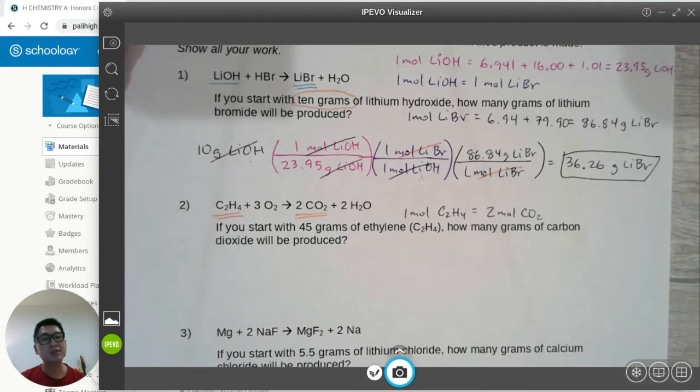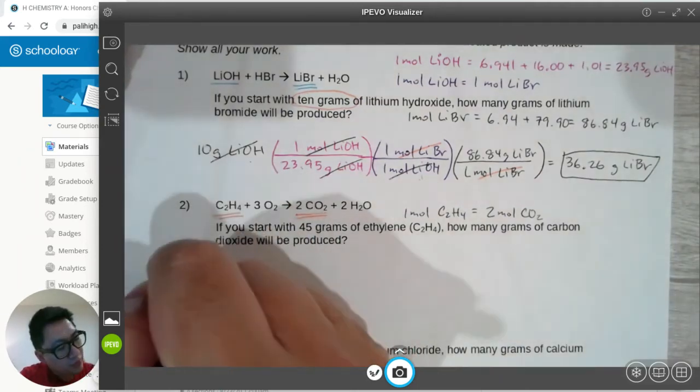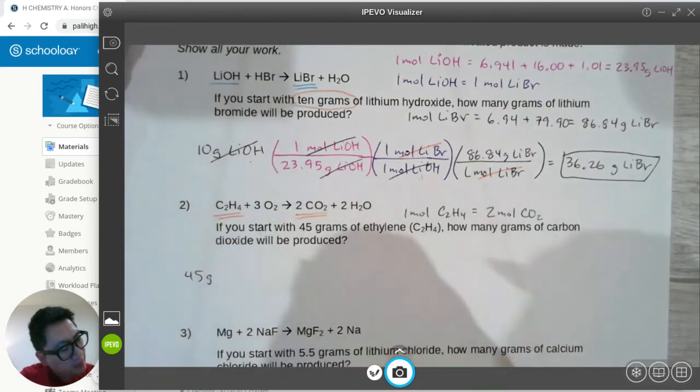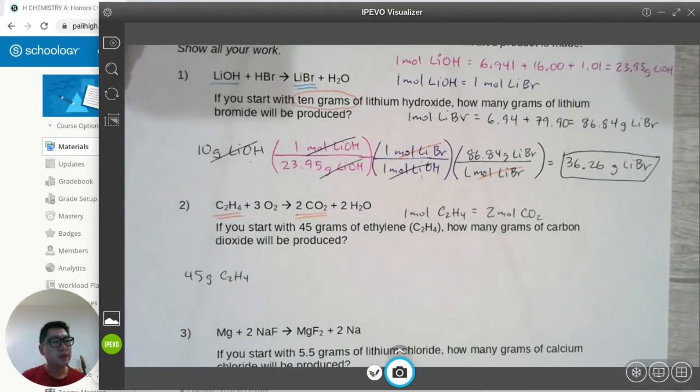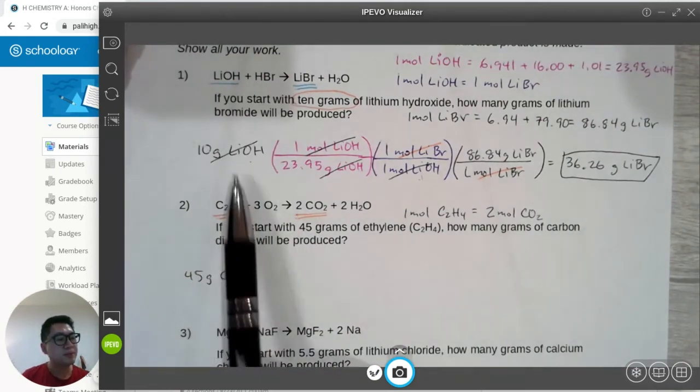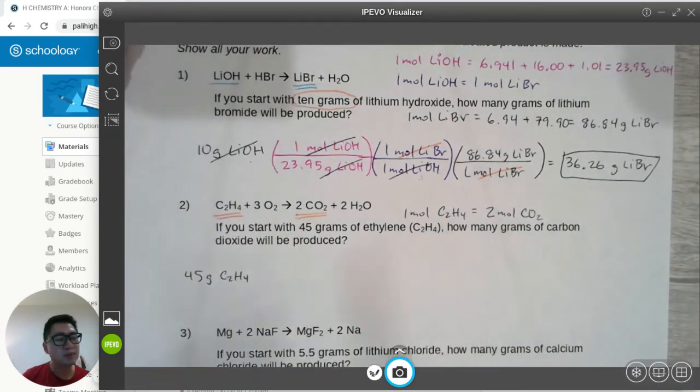I'm not given moles of carbon dioxide or ethylene. I'm given 45 grams of C2H4. So like the last problem, all I know are moles to moles. First step is change my grams into moles, my 45 grams of C2H4. How do I change grams to moles? First thing I need to find is the molar mass of C2H4. How much does 1 mole of C2H4 weigh?